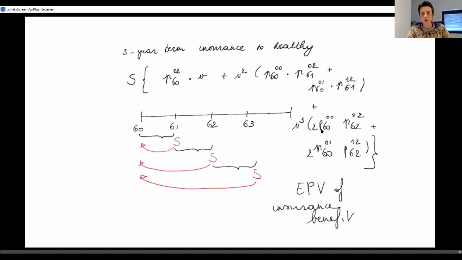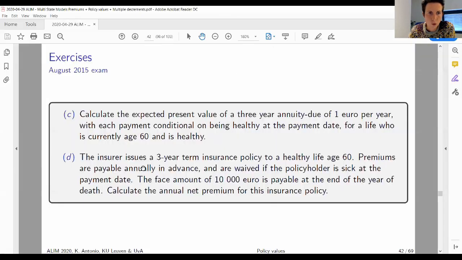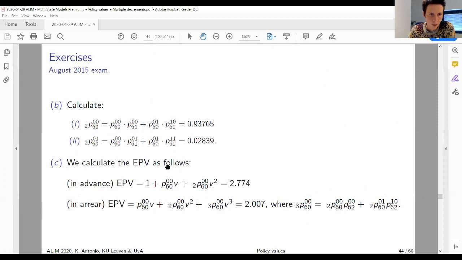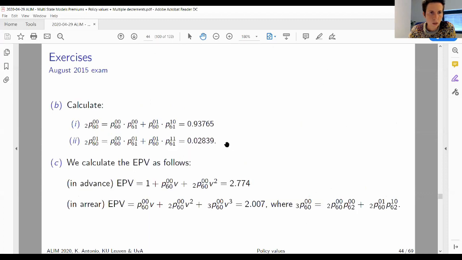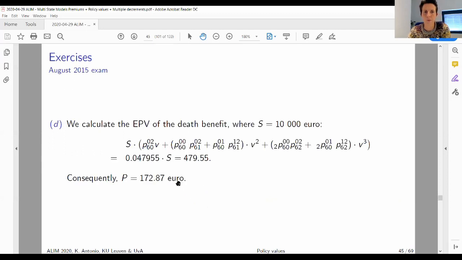In order to calculate the premium, I need to put the EPV of this product equal to the EPV of the premium payments. And then to see these premium payments, I think we already did that. So for the premium payments, we say that premiums are payable annually in advance if I'm in the healthy state. So that's exactly what I was calculating in part C. So putting that together, I should be able to put the answer for D equal to P times the expression that I have over here, and solve this equation for P. Okay, that's how you can solve it in total over here.